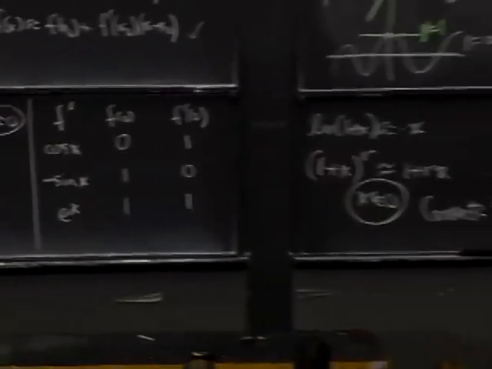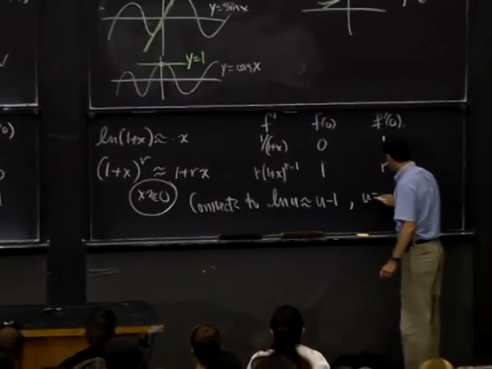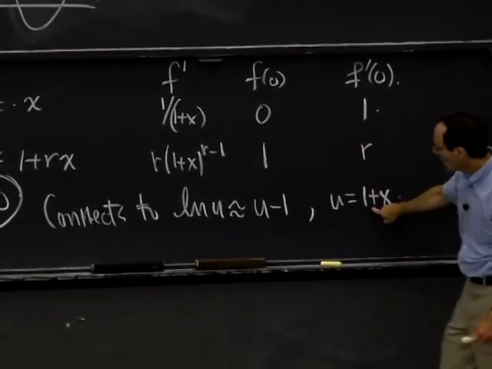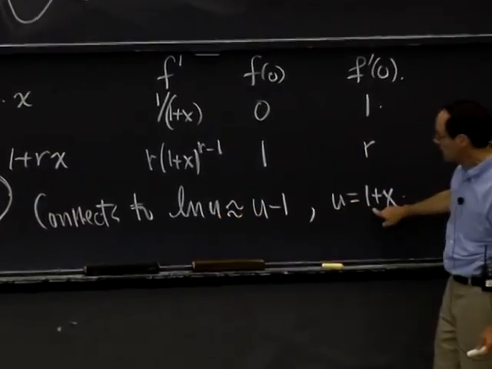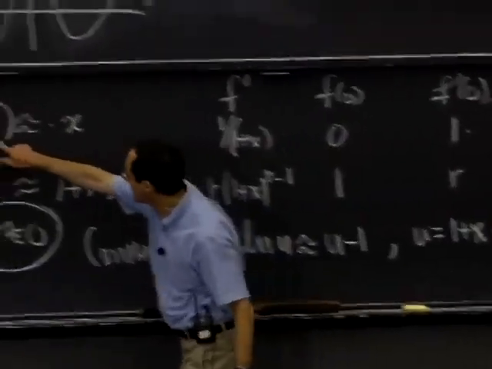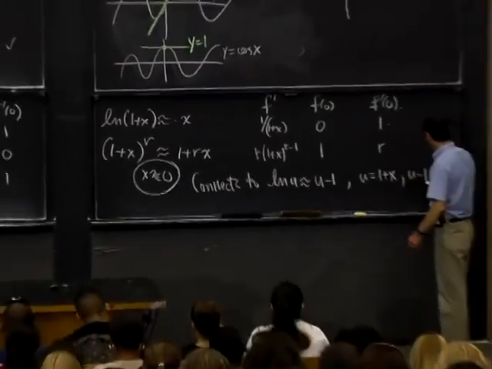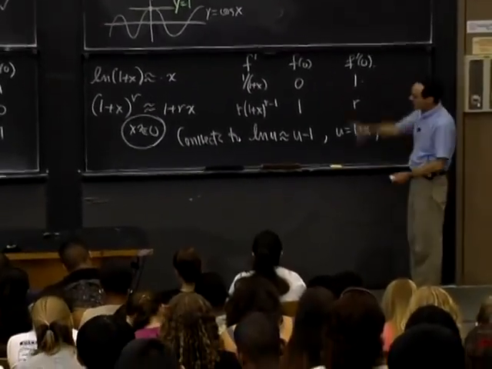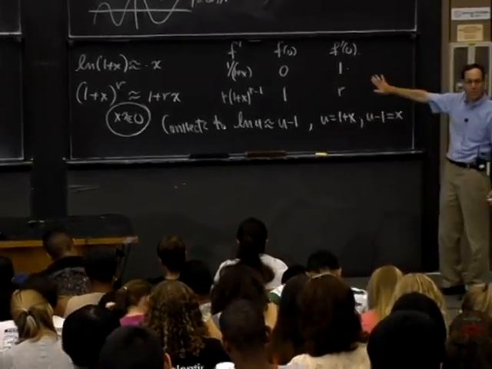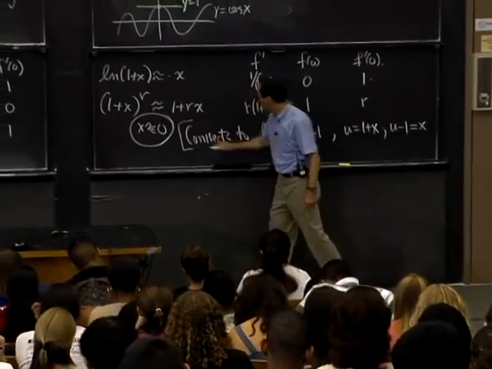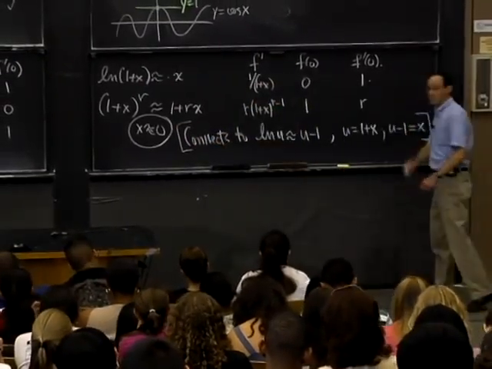And then I plug in u is equal to 1 plus x. And then if I copy it down, you see that I have a u in place of 1 plus x. That's the same as this. And if I write out u minus 1, if I subtract 1 from u, that means that it's x. So that's what's on the right-hand side there. So these are the same computation. I've just changed the variable.